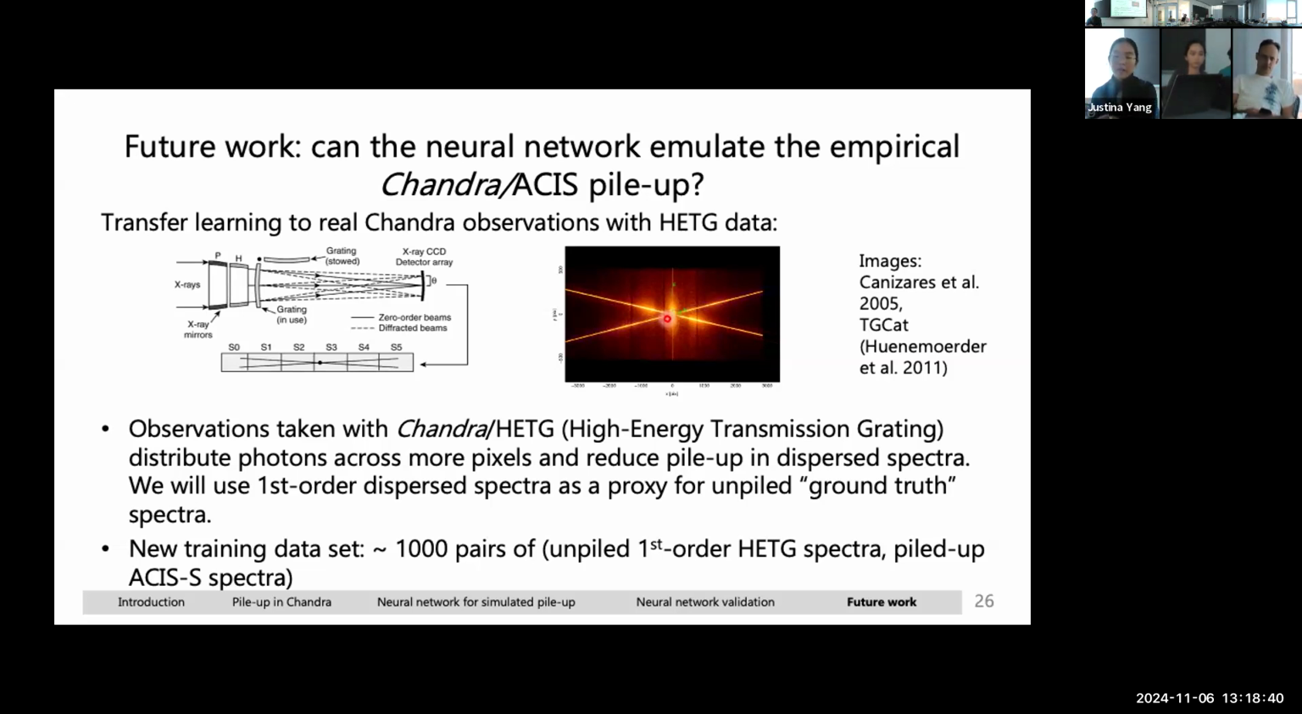And we expect that with enough training data from Marx simulations, the neural network would get to a point where it mimics a version of pileup that's close enough to the actual version in Chandra, that continuing to train on these 1,000 data points would bring it closer to the real version of pileup.